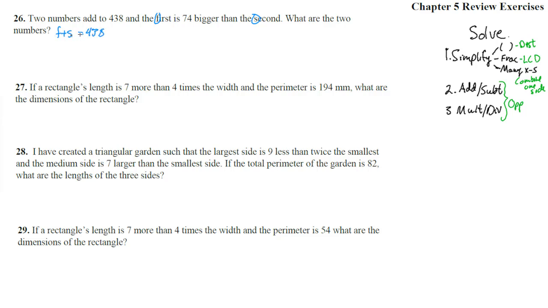Now, does it tell us something about F or S? It does. It says that the F, this guy right here, is equal to 74 more than the second one. So that 74 plus S, that's what F is. We stick it in right there and we have 74 plus S equals 438. Shazam, smiley face right there. We have an equation. We can solve it with just one variable in it.